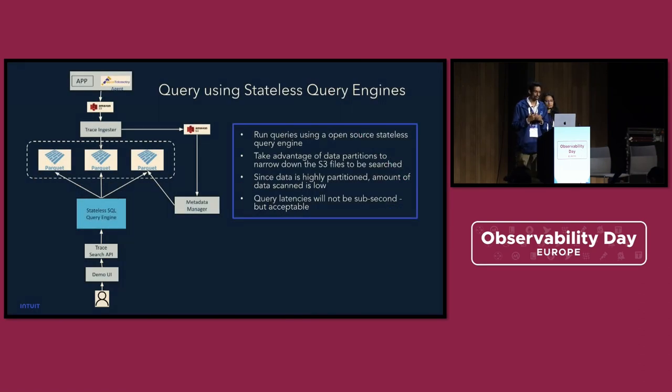And coming to the query part of it, what we have done is we have used a couple of stateless SQL query engines. We played with AWS Athena, we played with ClickHouse, we played with Trino, and so on. And we deploy a couple of these query engines to power our queries. So trace search would run some SQL queries, and they would internally go fetch the data from Parquet. Since, like I said, they are columnar based, the amount of data scanned is very, very minimal. And given the fact that the data scan is minimal, the response time is also comparatively manageable. So we see a response time of around 1 to 2 seconds for every search that we do, which is manageable from a user standpoint.